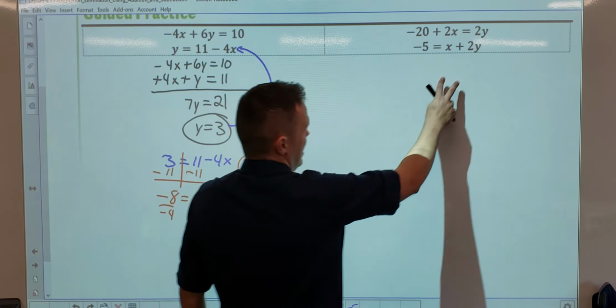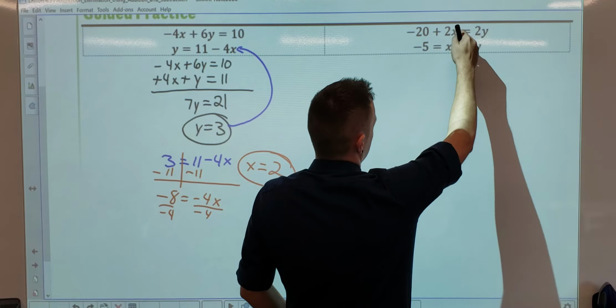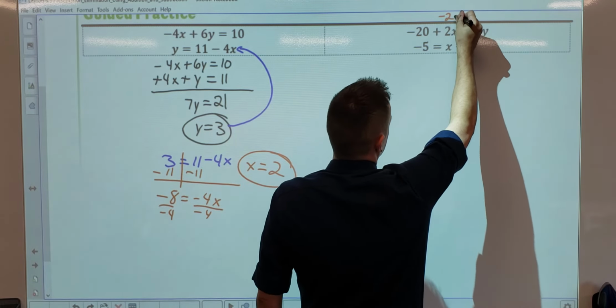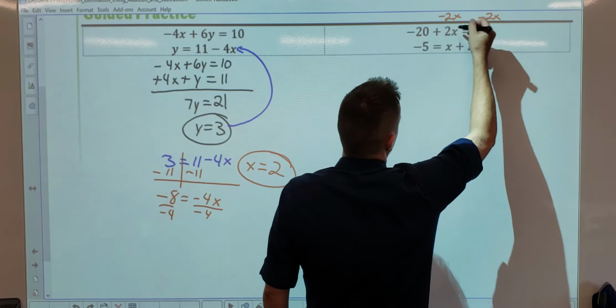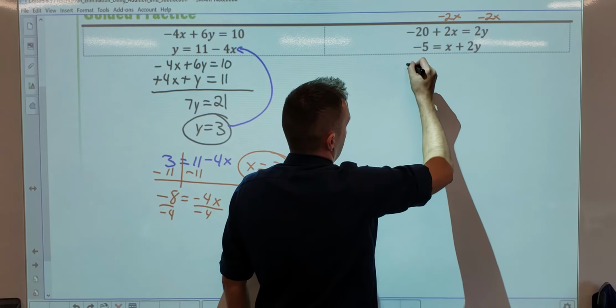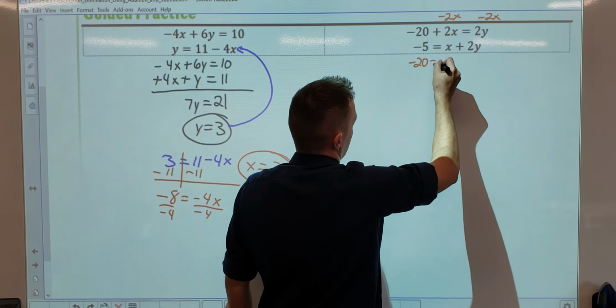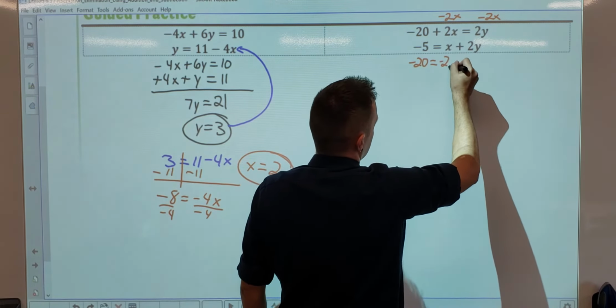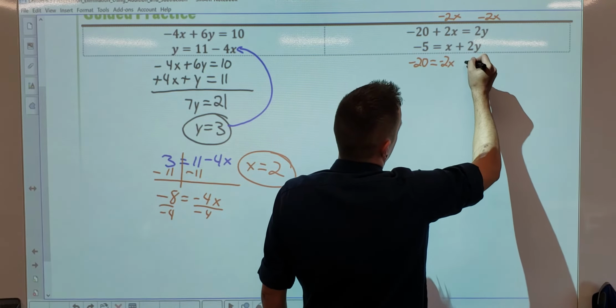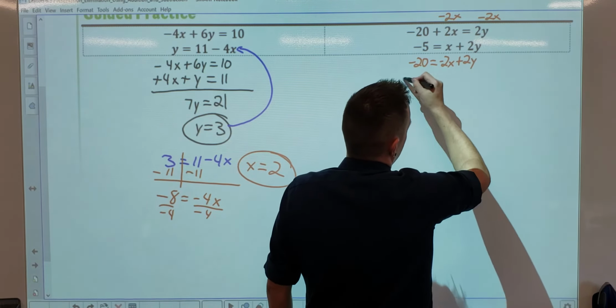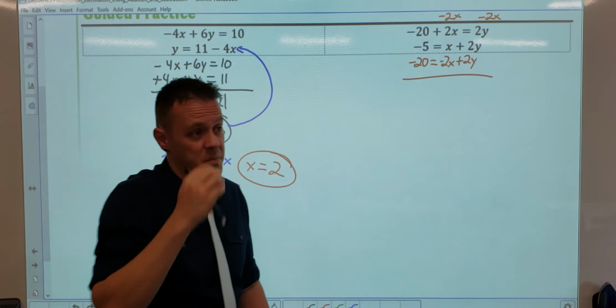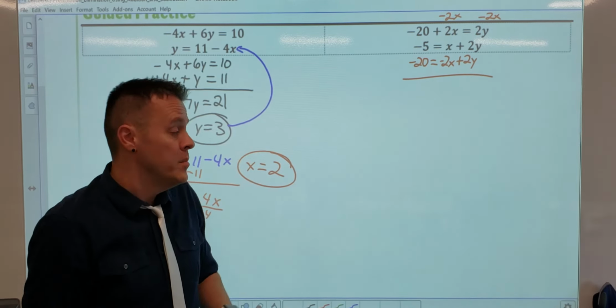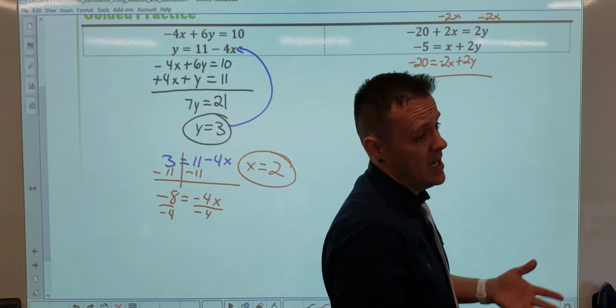When I say that, they've got an x and y already on the same side, so let's subtract this 2x over to here. When we do that, the top equation, I'm going to rewrite it right below it. Negative 20 equals negative 2x, and then this is going to be plus 2y. Now I said to rewrite it as ax plus by equals c. Technically I did, but the ax and the by are on the wrong side, but that's okay.